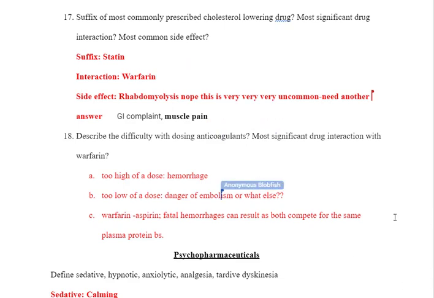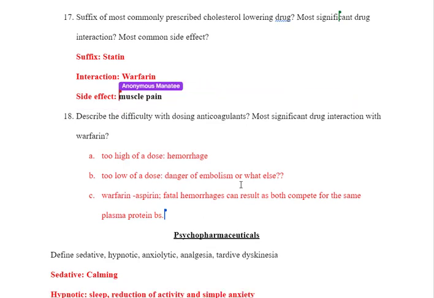Right, so someone had answered rhabdomyolysis. It's muscle pain. Patients will report muscle pain, but they actually cannot differentiate now. Is it because the person's just old and that's why their muscles hurt? Or is it actually from the statin? And what does it mean, interaction with warfarin?